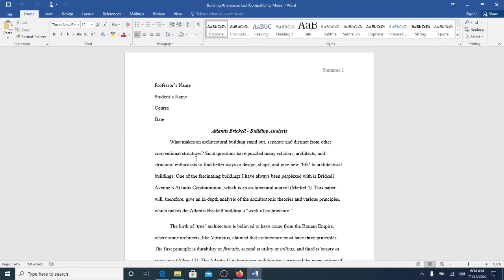maybe a building is just a building and nothing more than a building. It's just a conventional structure that stands, it's just a normal building. But I go on and I answer that by writing, such questions have puzzled many scholars, architects and structural enthusiasts to find better ways to design, shape and give new life to architectural buildings.